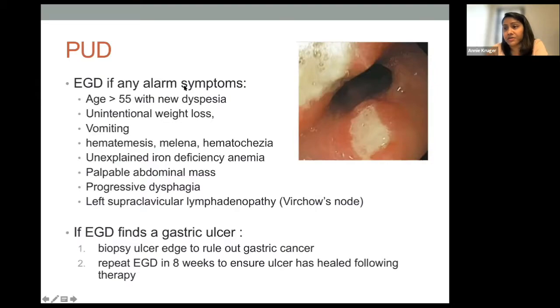Now, in the instances where severe H. pylori infection leads to peptic ulcer disease, you want to be looking out for those alarm symptoms.